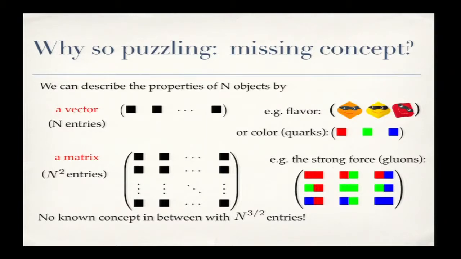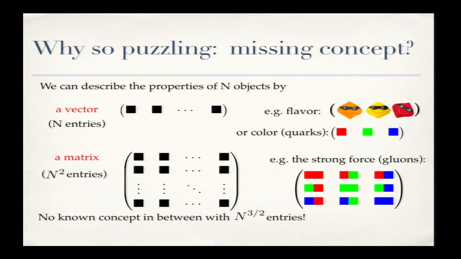But there's another way of describing properties of n objects using a matrix or a table. And there's an example of that in the standard model. And this is how we describe the strong force, or the gluons. And the strong force describes how the different colors interact with each other. And why is a table appropriate in this case? Well, because we have to specify how red interacts with red, how red interacts with green, how red interacts with blue, how green interacts with red, and so on. Right? So now, a vector has n entries. A matrix has n squared entries.